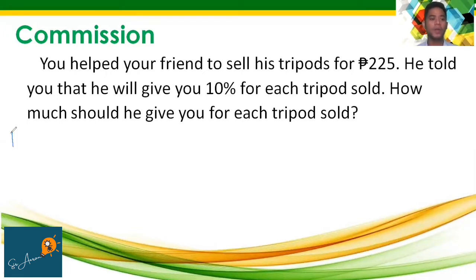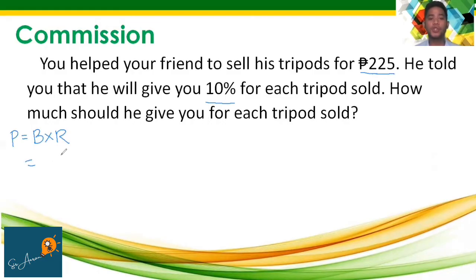Okay, so we will solve again for percentage. Ang formula ay base times rate. Identify uli natin yung mga givens, alin doon ang base, alin ang rate. Ang base ay ito, yung pera, 225 pesos. Ang rate ay 10% kasi meron siyang percent sign. So tatandaan mo, yung rate laging may percent sign.